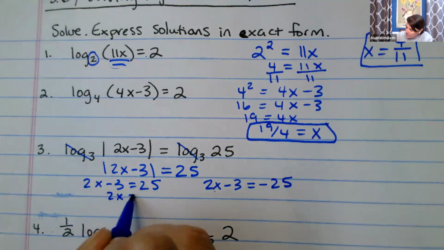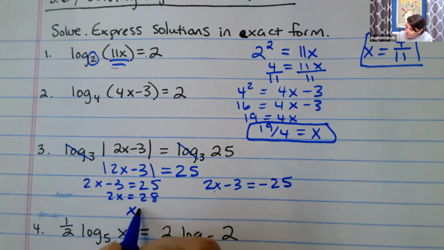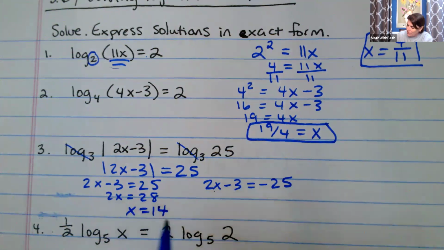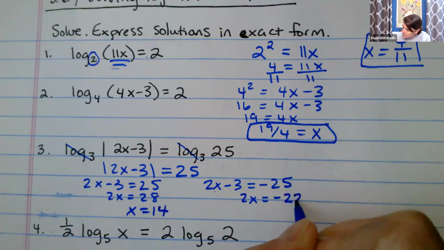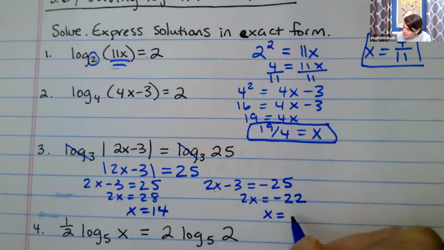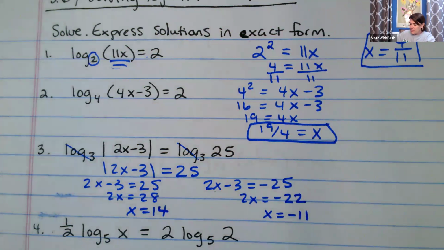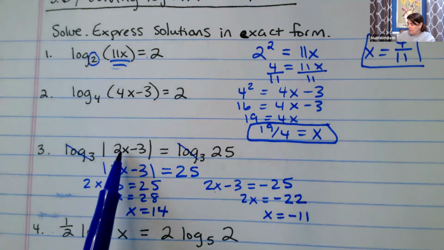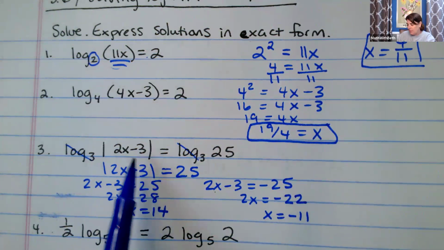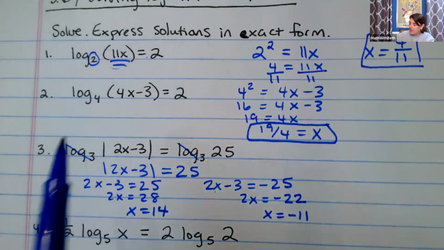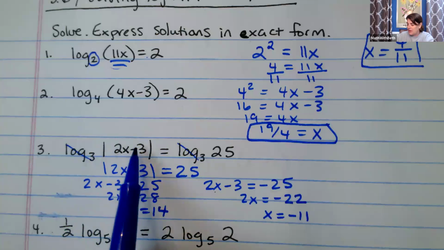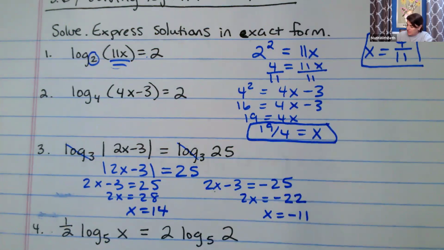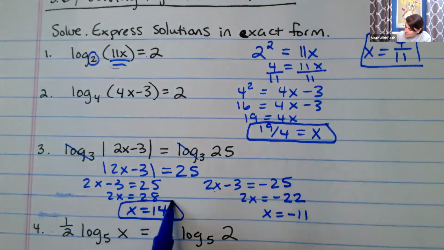So we'd add 3 and divide by 4. Divide by 2 to get 14. Over here, we would add 3 and also divide by 2. But now let's check. If I put 14 in here, that would be 28 minus 3. That would be fine. If I put negative 11 in here, that would be negative 22 minus 3, negative 25. But since I'm taking the absolute value, it would be fine. So both of these would work.